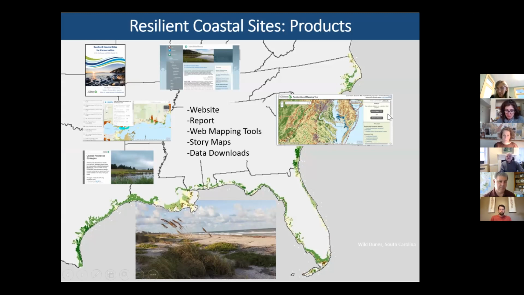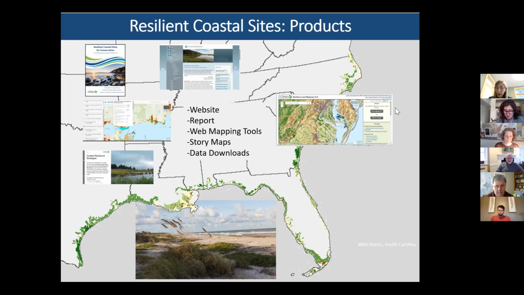All of this is easily accessible through TNC's Conservation Gateway site. You have access to the full reports, and for this coastal resilience science, there are separate reports for the Northeast region and the Southeast region. The tool was built out over time with first the Northeast, then the Southeast, and then the Gulf states coming online. So each region gets an individualized report that you can refer to.